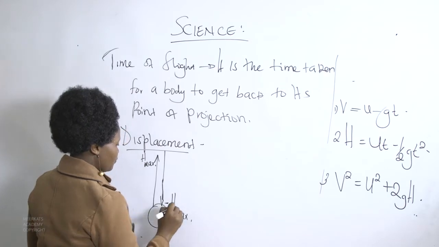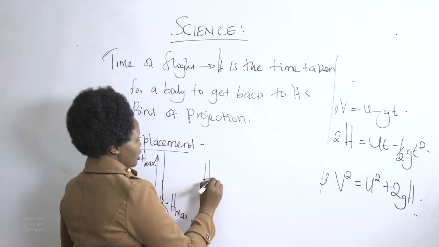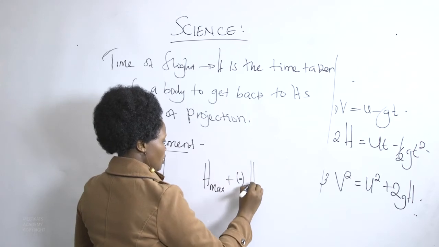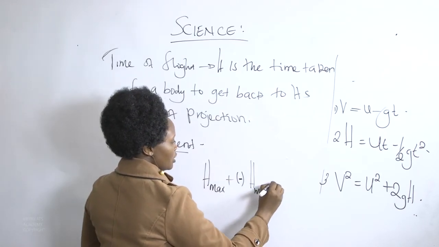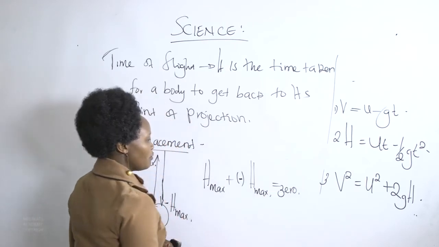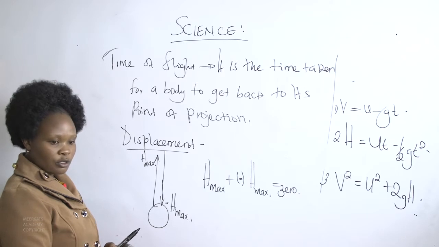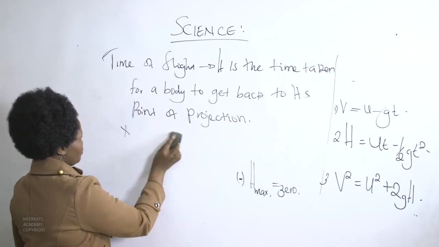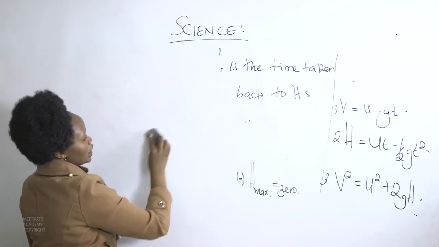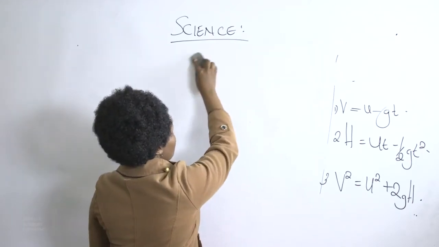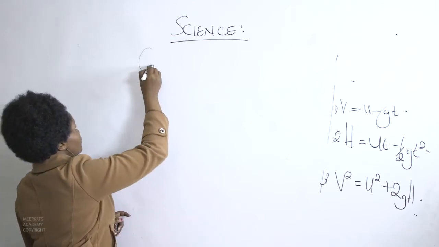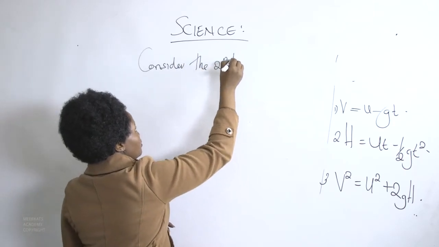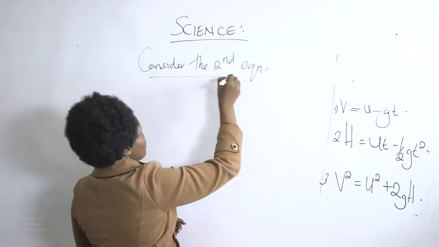Maximum height. Now, if we take our maximum height and we add to the negative of the maximum height, we get a 0. Therefore, at the point of projection, the displacement is actually 0. Very important, the displacement is 0. Now, let us consider the second equation.